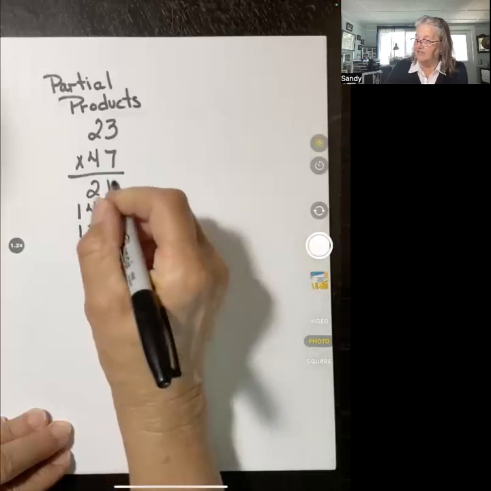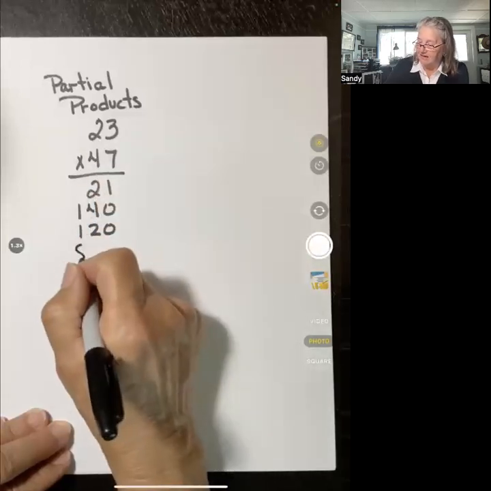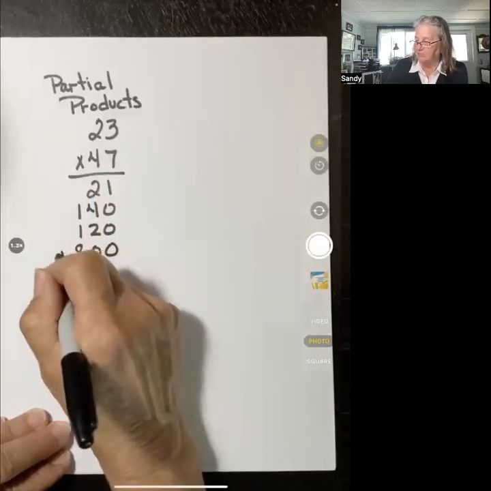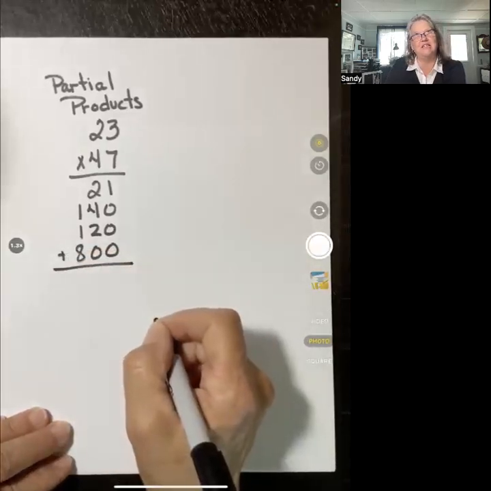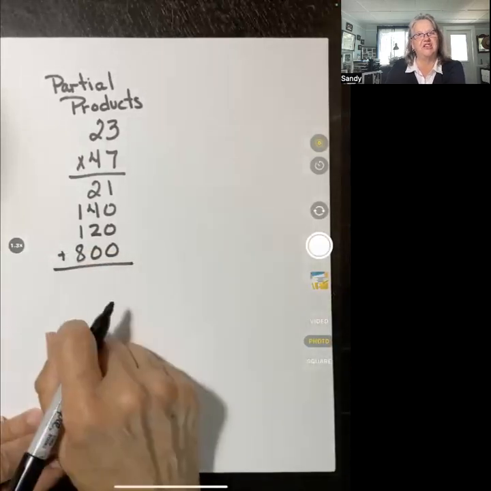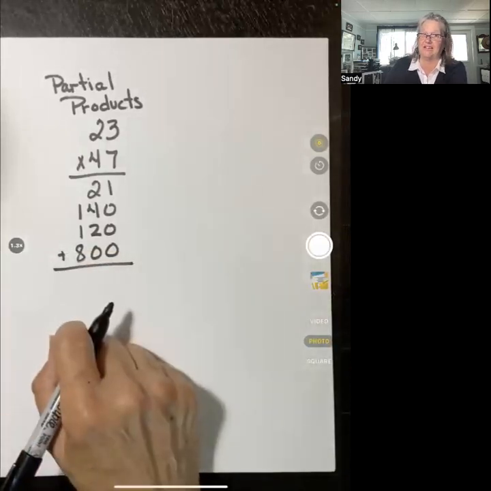120, and I've got 20 40s, 800. Those would be the partial products. Now you may think, why am I doing that? It's much easier to do the multiplication. I can get to the answer faster.